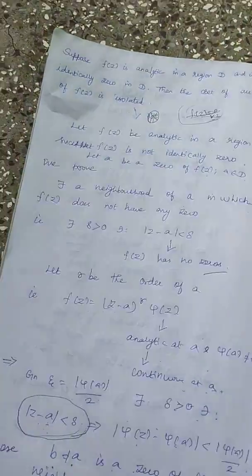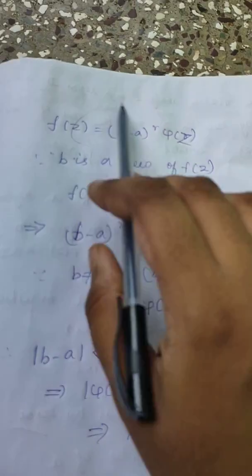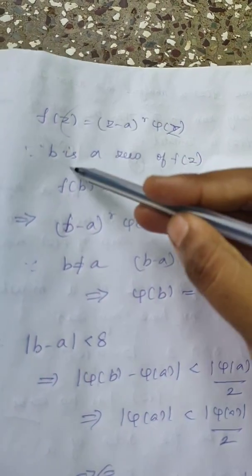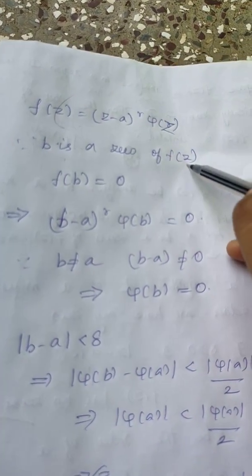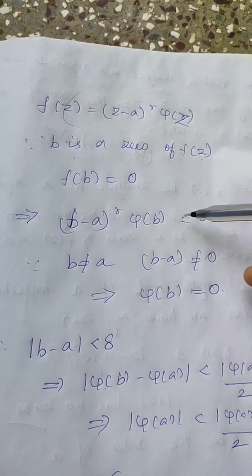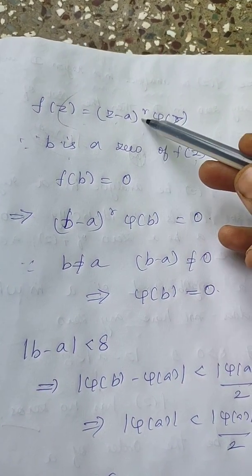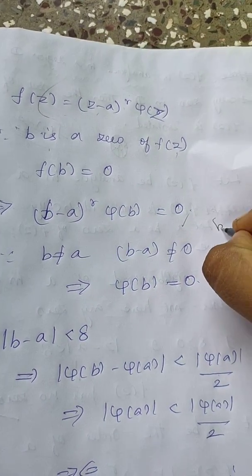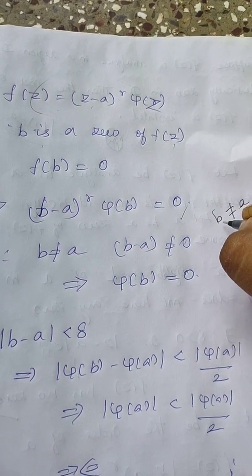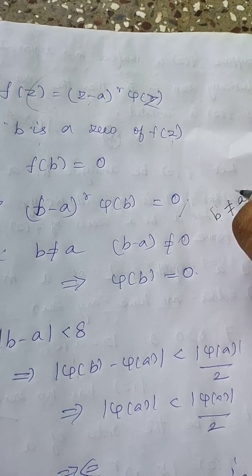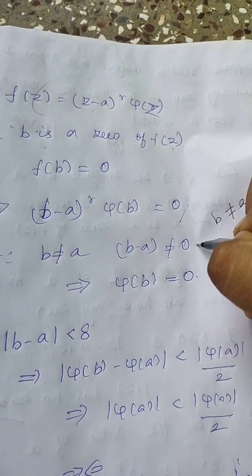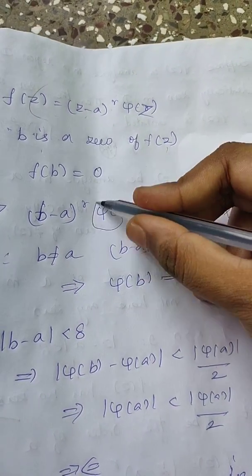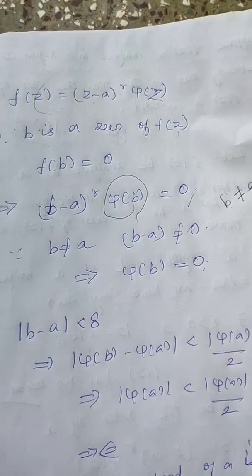As per the definition we already discussed, f of z is equal to z minus a the whole power r phi of z. That equation I have written. So since b is a 0 of f of z, f of b is equal to 0. That is, b minus a the whole power r phi of b is equal to 0. We have already taken b is not equal to a, which means b is another 0 other than a, which means b minus a is not equal to 0. That implies this phi of b should be equal to 0.